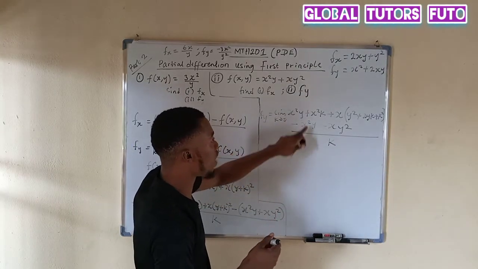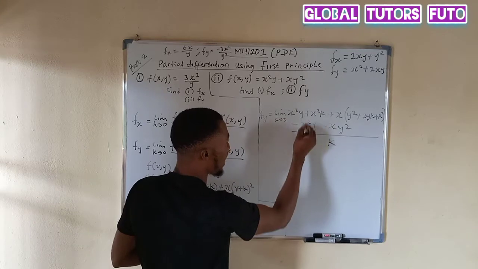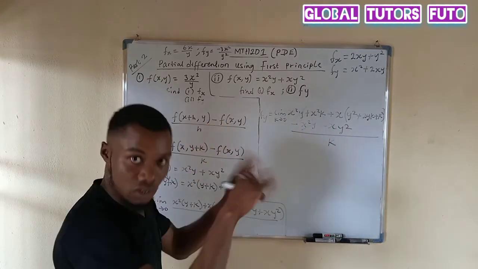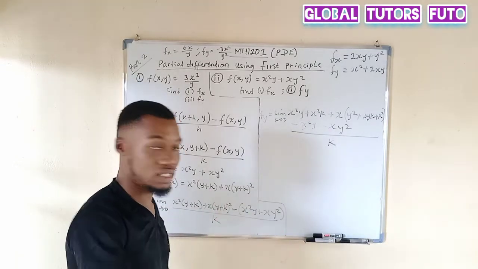So now let us simplify what we have, but before we go further, I find out that this and this can go, x squared y minus x squared y, so let these two go. So is there another thing that can go? For now, no. Let us simplify what we have, then we'll see whether there are other things that can go.